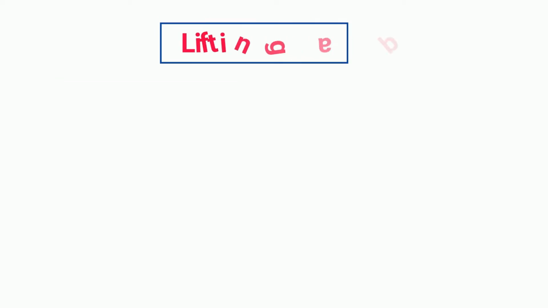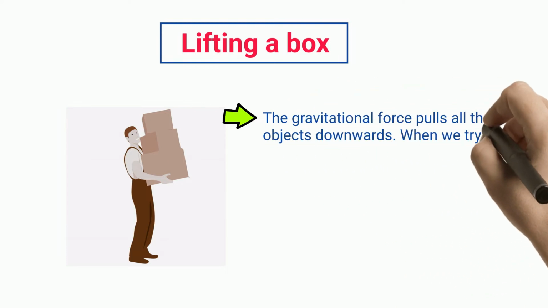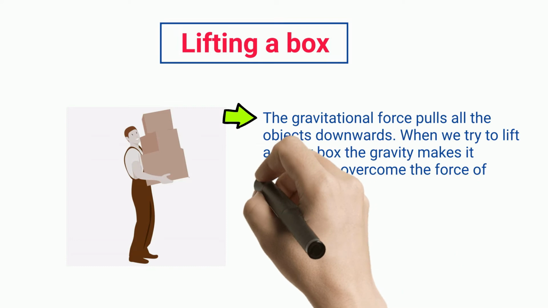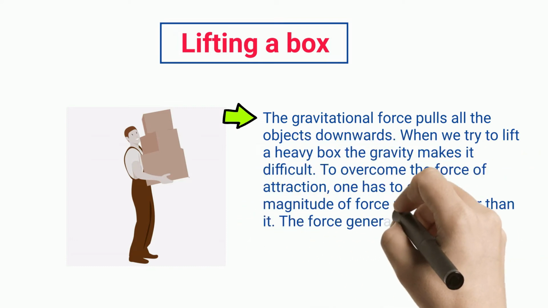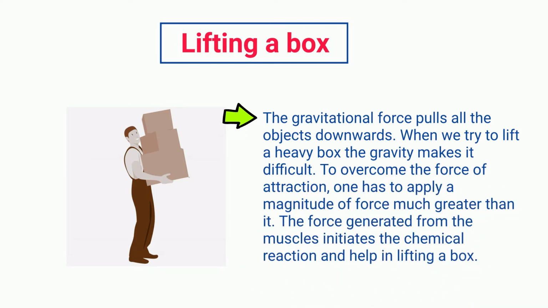Lifting a box. The gravitational force pulls all objects downwards. When we try to lift a heavy box, gravity makes it difficult. To overcome the force of attraction, one has to apply a magnitude of force much greater than it. The force generated from the muscles initiates the chemical reaction and helps in lifting the box.